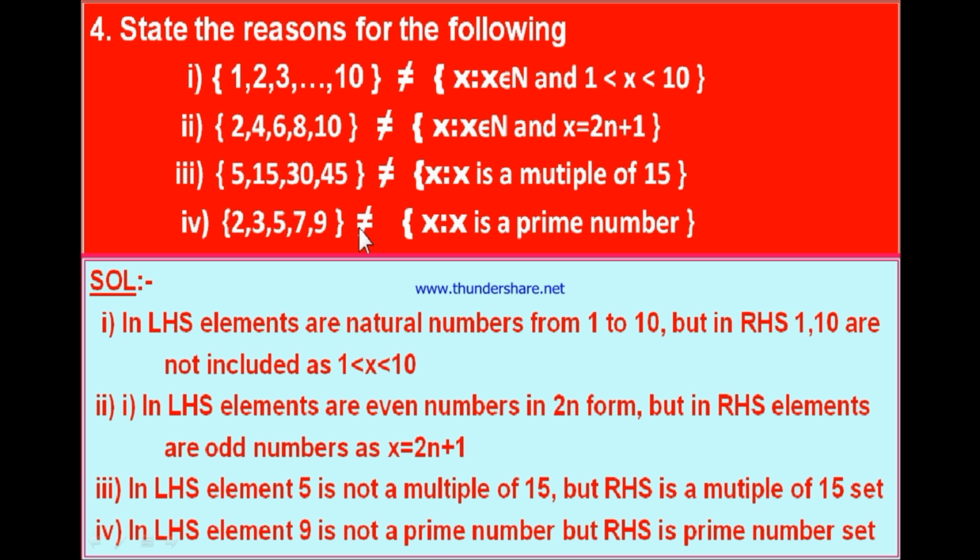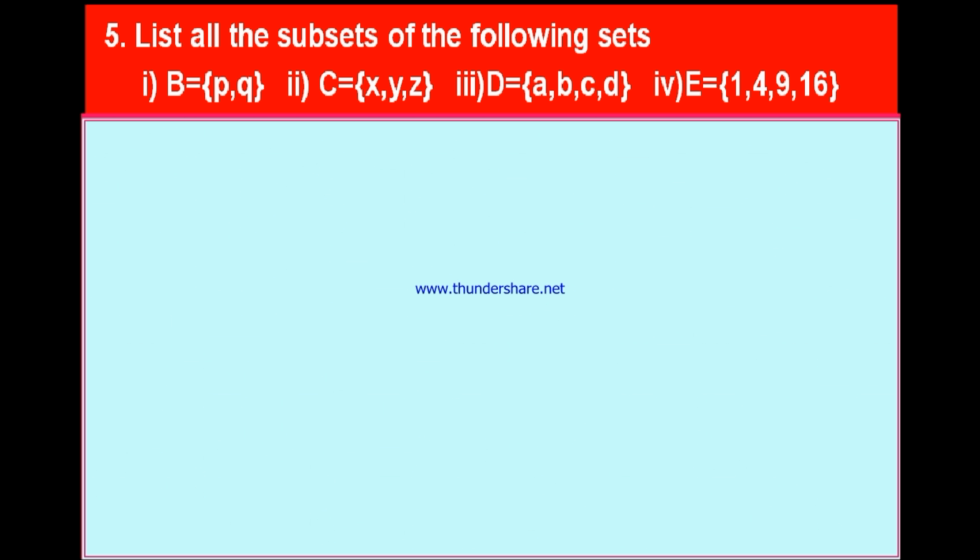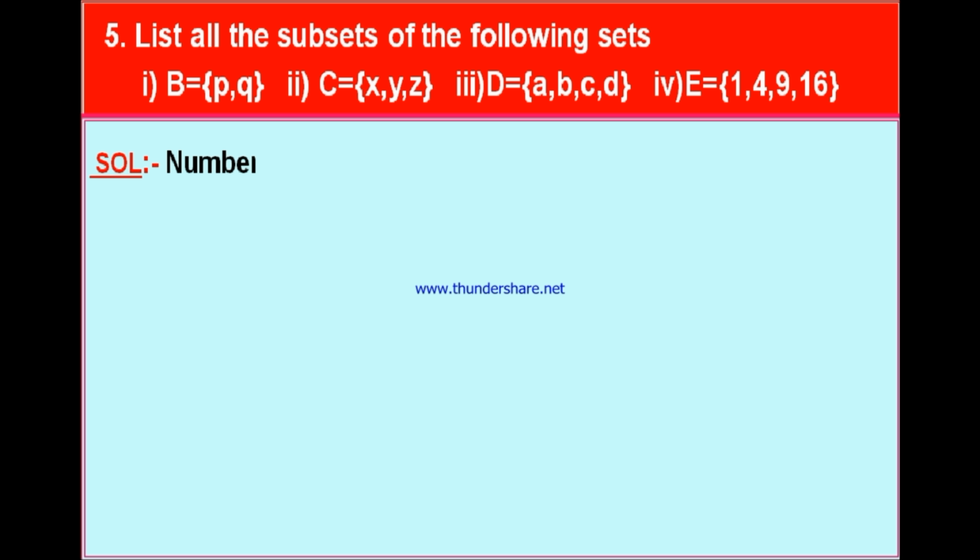Now, look at question number 5. List all the subsets of the following sets. First bit, B is equal to the set PQ. Second bit, C is equal to the set XYZ. Third bit, D is equal to the set ABCD. And fourth bit, E is equal to the set 1, 4, 9, 16. Look at the solution now.